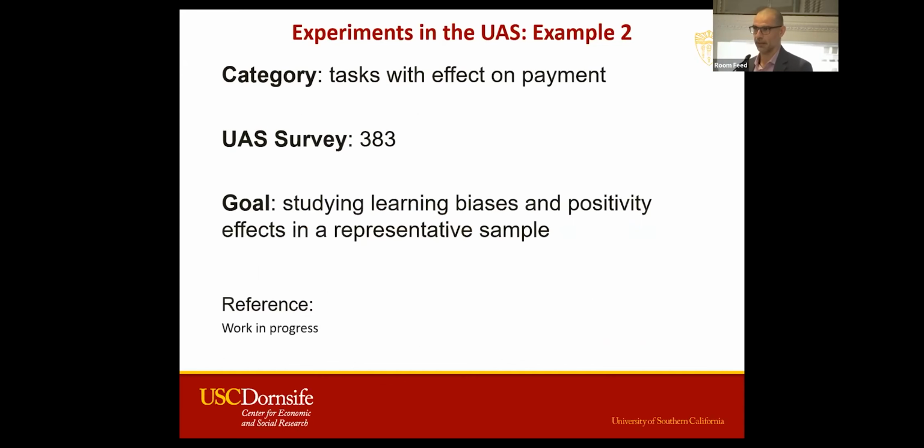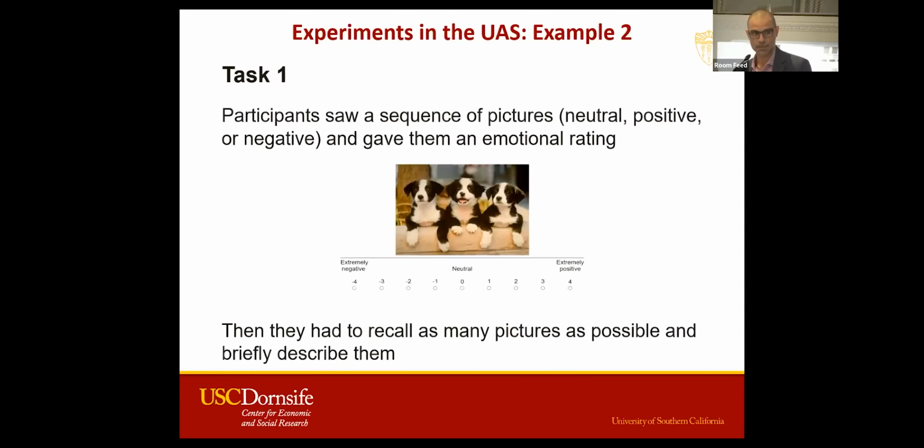This is the other kind of experiment, on the side of the most difficult experiments to implement. This is a task experiment, and it is really two types of experiments that have been done in laboratories for the past probably 5-10 years, but have never been implemented in a population representative sample like the UAS. So the first part of the task aims to understand the so-called positivity effect that has been found in the lab. The positivity effect is that older people tend to remember positive events more than their younger counterparts.